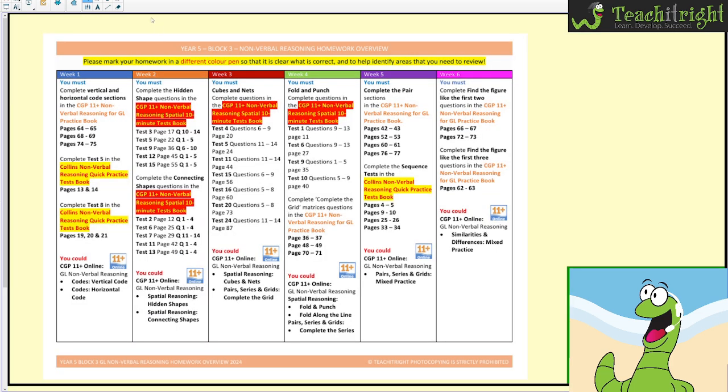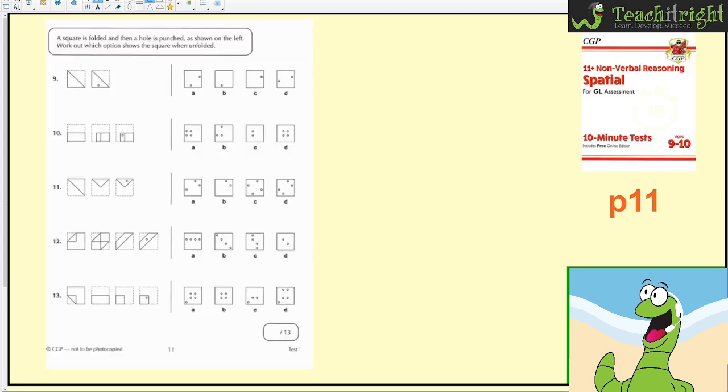Let's look at the homework sheet, and you can see here today we are doing Week 4, and we're obviously only going through the "you must" section, but that does constitute a fair bit of fold and punch, which I think is the main thrust of the lesson, and then a little bit of the matrices at the end.